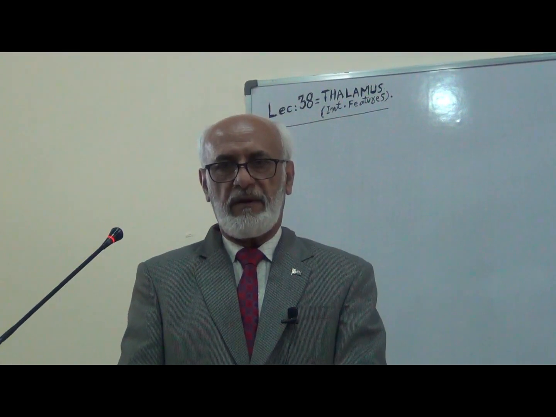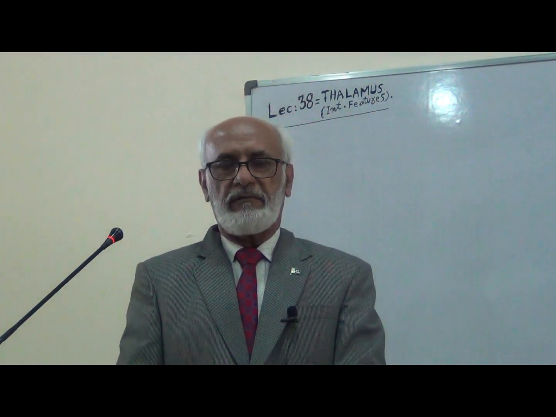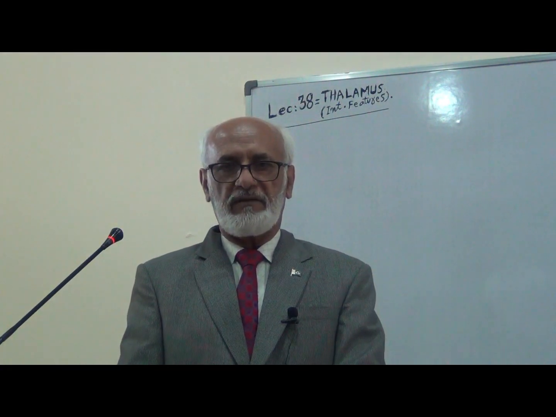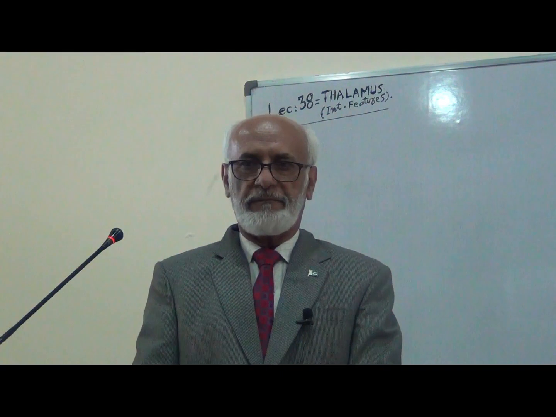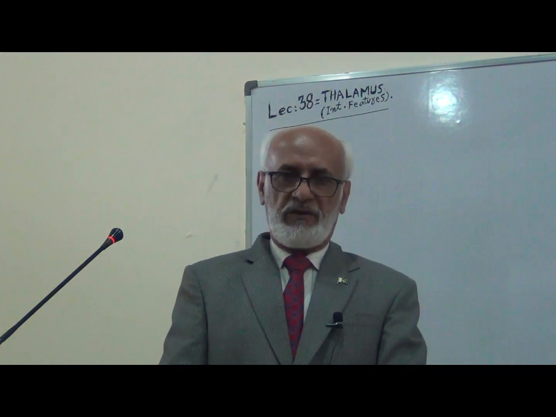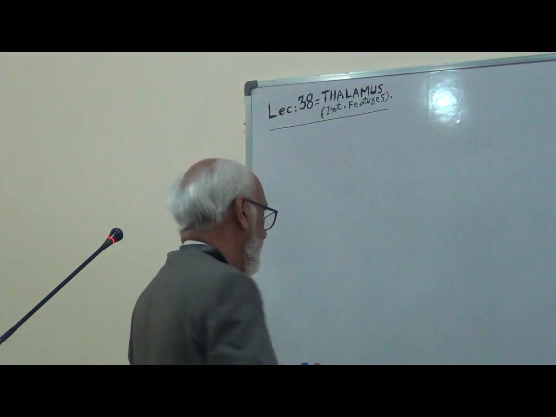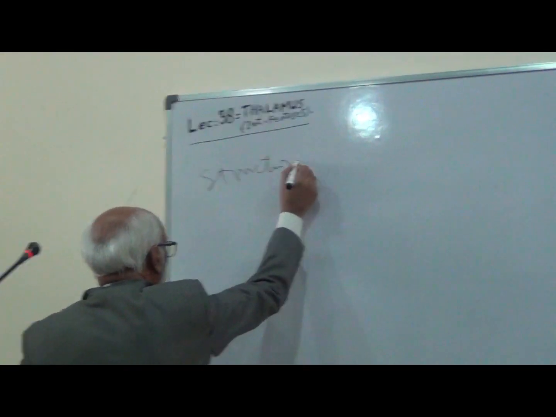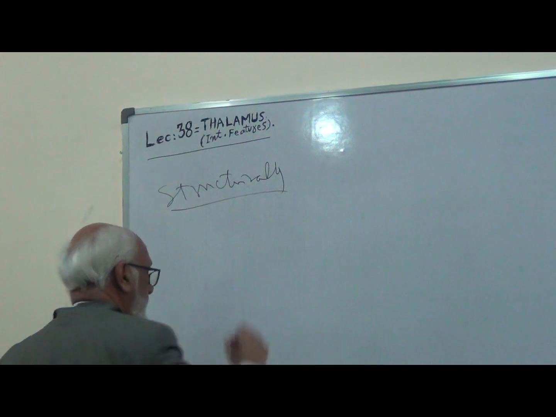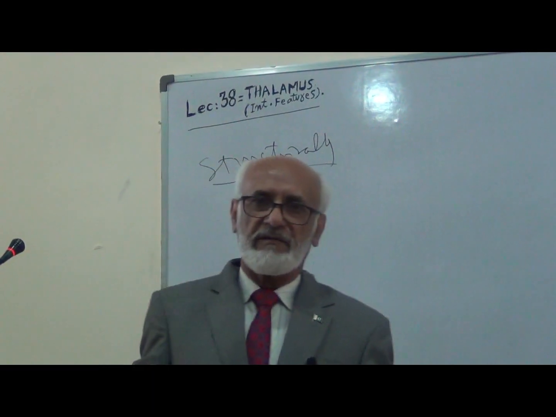Now, thalamus is interposed between the cerebral cortex on one side and the hypothalamus, basal ganglia and cerebellum on the other side. Now, structurally, thalamus is an ovoid mass of gray matter.